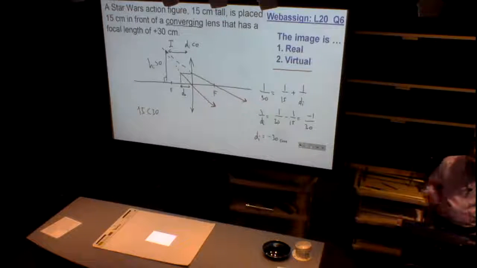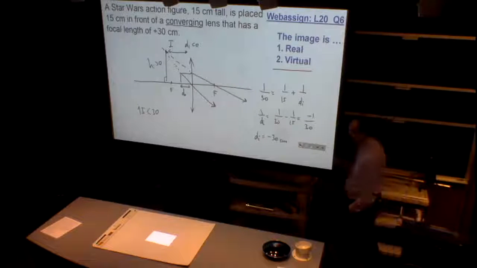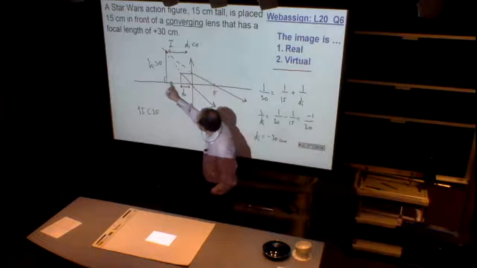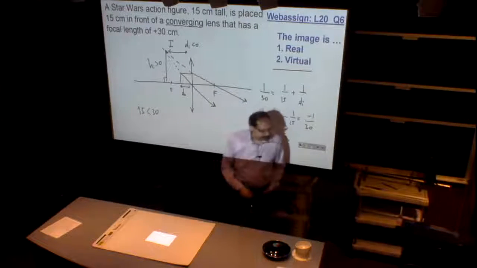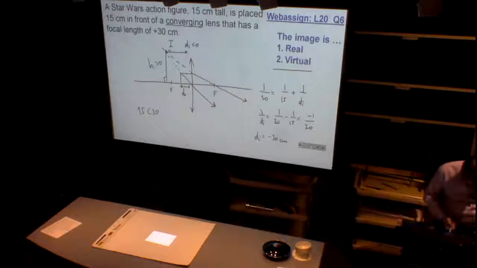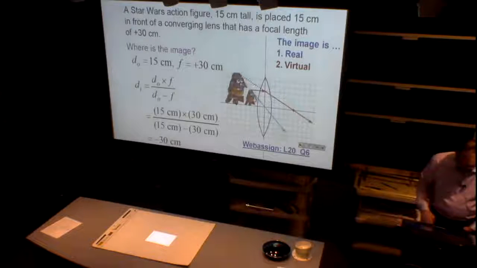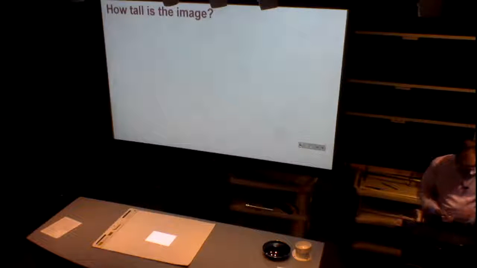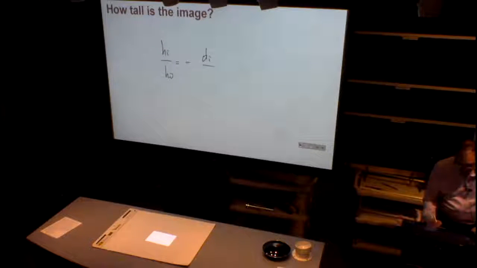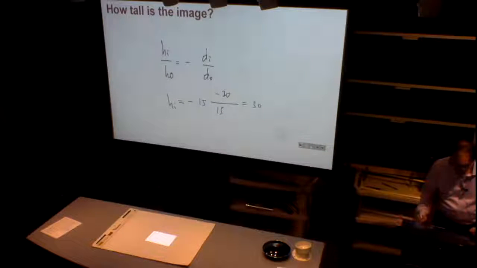Actually, my picture is not very accurate. My calculation tells me this image should be exactly 30 centimeters away. So, well, I can fix it. But I can do it only now. Before, I didn't know that. Well, and how tall is the image? Again, HI over HO is equal to this. So HI equals negative 15 over 15 times negative 30, which is 30 centimeters.